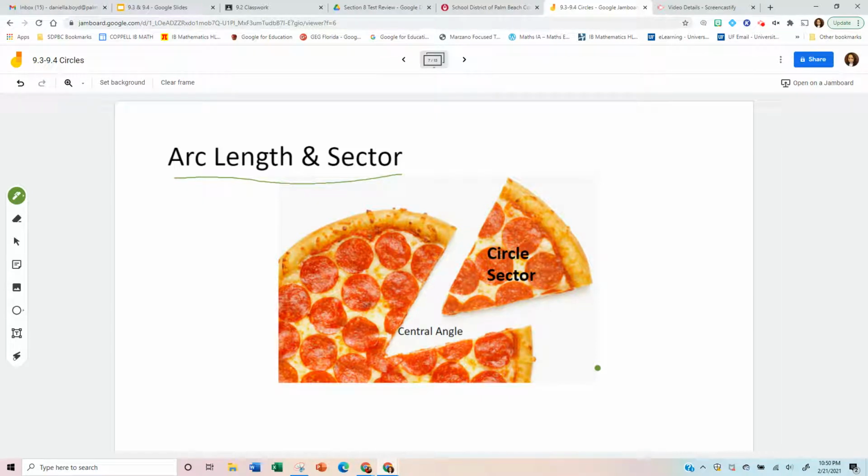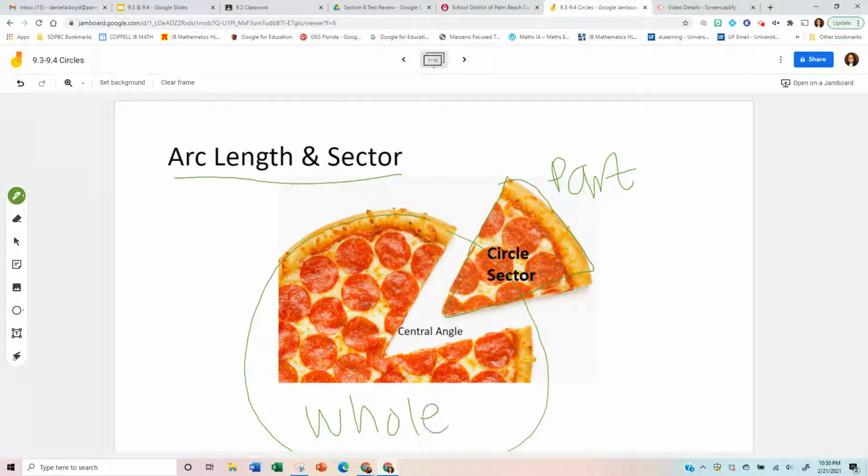Hey everyone, so we're going to continue with the idea of circle sector. I think of a circle sector as an entire pizza slice. It's a piece, or a part, of the entire pizza. So it is a part of a whole pizza pie, let's say.